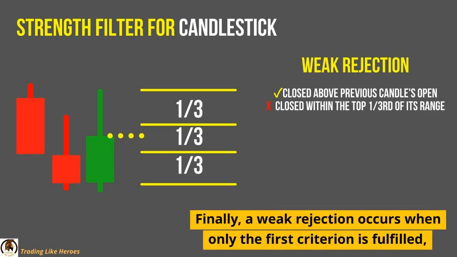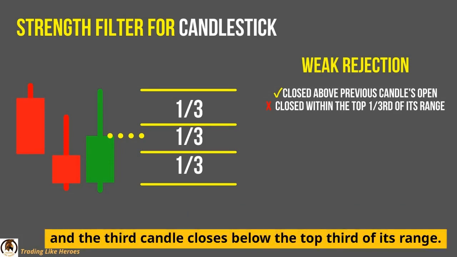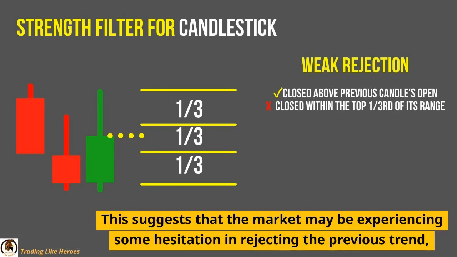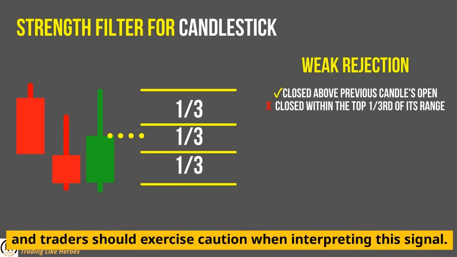Finally, a weak rejection occurs when only the first criterion is fulfilled, and the third candle closes below the top third of its range. This suggests that the market may be experiencing some hesitation in rejecting the previous trend, and traders should exercise caution when interpreting this signal.